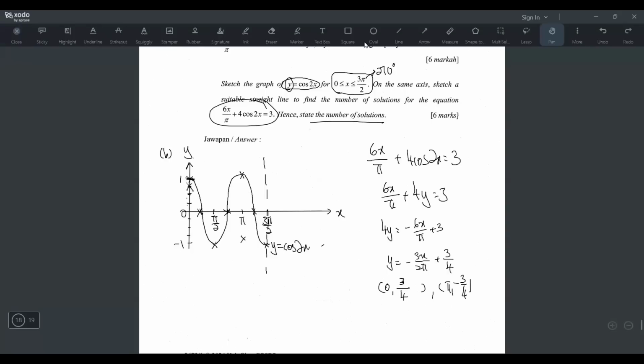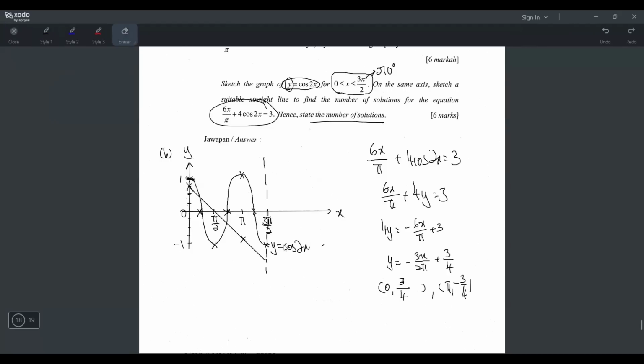Okay, now the only thing left to do is to join this. So when I join it, I should join until 3 pi over 2 also, right? Yeah, because this is the range. So I also join until here only, right? Okay, so this is the equation of the straight line.